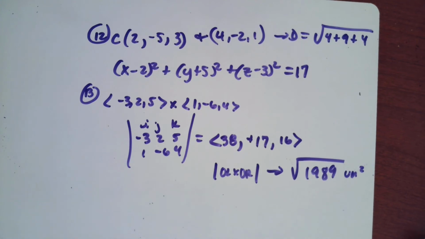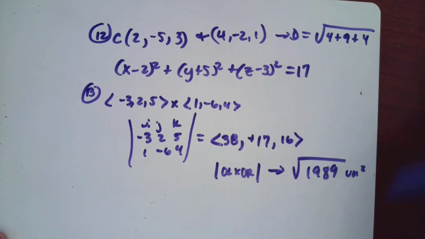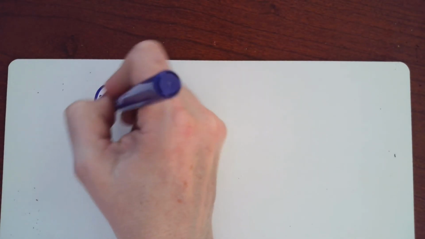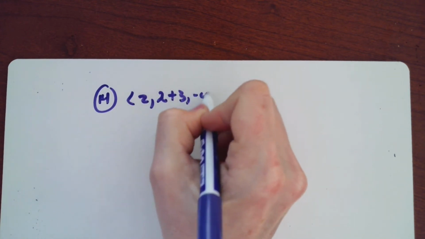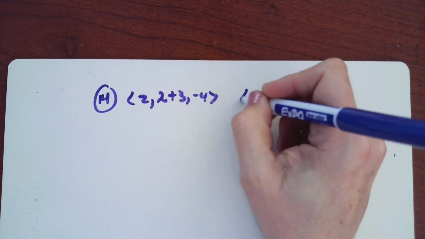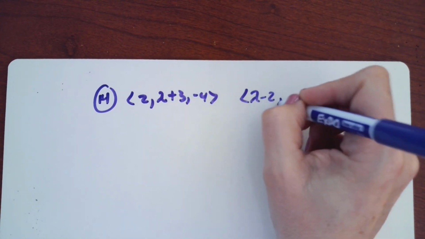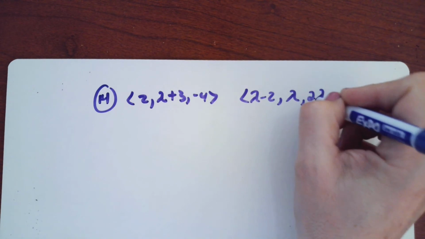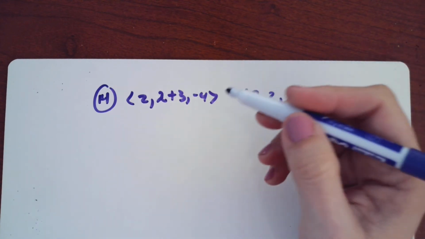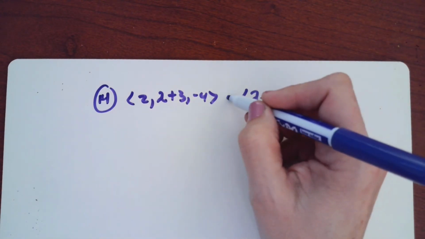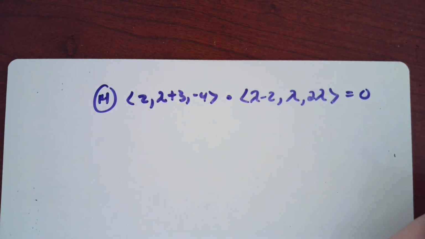Alright, number 14. So given these 2 vectors with lambda, so that variable right there. So, let's see. I got 2 lambda plus 3, 4. Lambda minus 2, lambda, and 2 lambda. Find all values of lambda for which A is perpendicular to B. So remember that perpendicular vectors, their dot product is equal to 0. So this is something I can calculate.